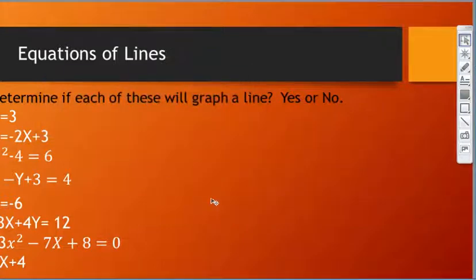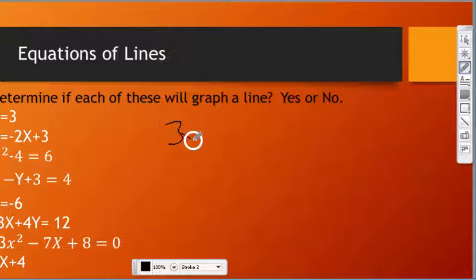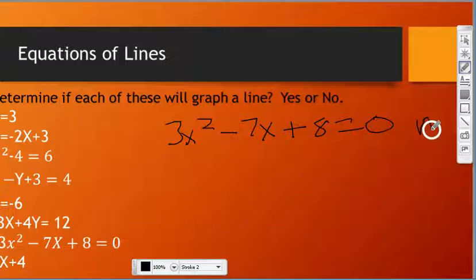Let's look at the next two. 3x to the second power minus 7x plus 8. We would say no, this is not a linear equation because this has been raised to the power of 2. And for the last one, 5x plus 4. This is not a linear equation because it doesn't even have an equal sign, and equations have to have equal signs.